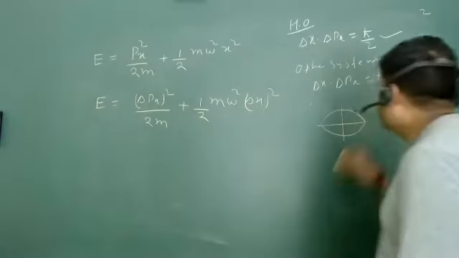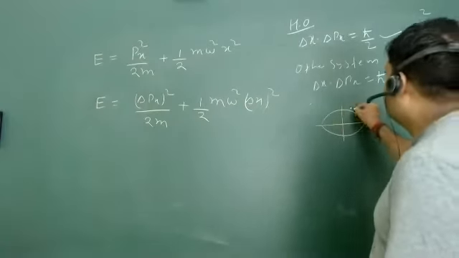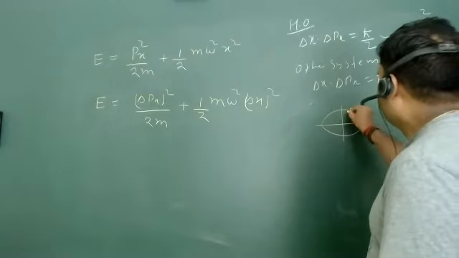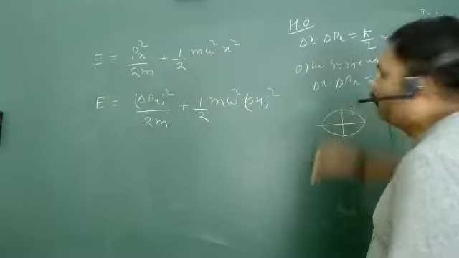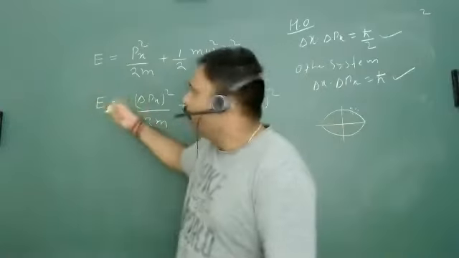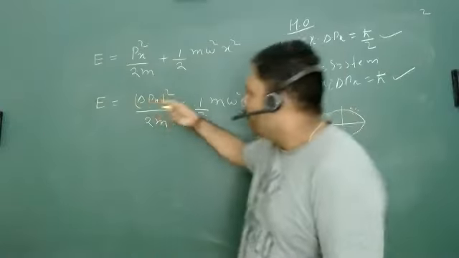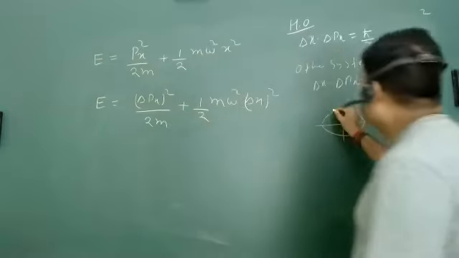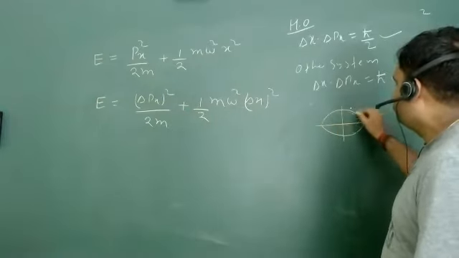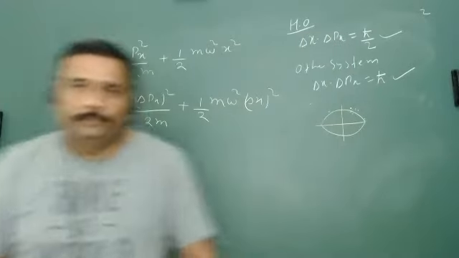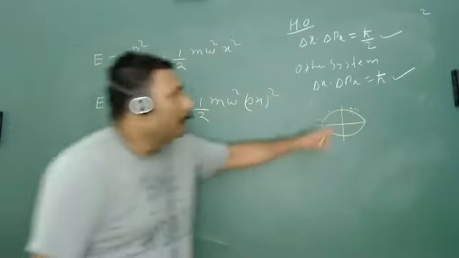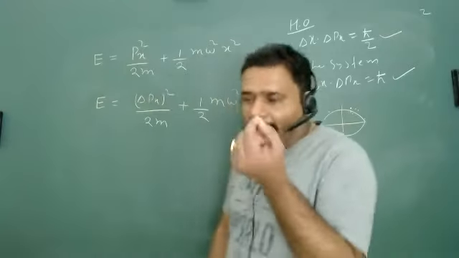Listen, I can take this value, this value, this value, n number of values for a given value of energy. There are n number of px and x. How many px and x for this particular energy? Infinite number. But finally we will get a number.